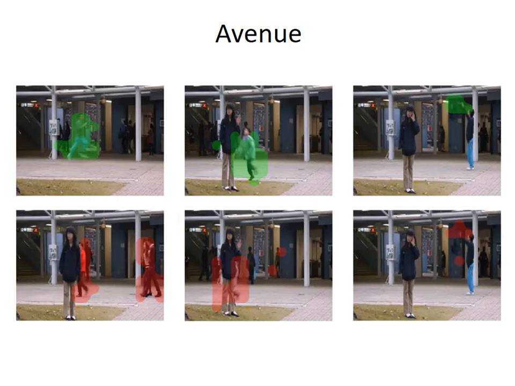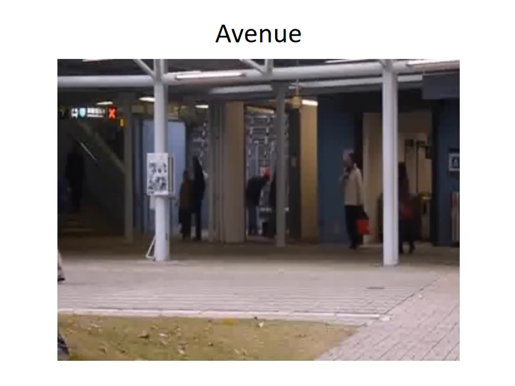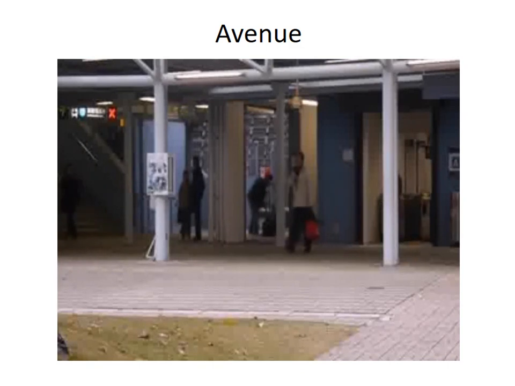In this figure, we show true positive detections on the top row and false positive detections on the bottom row. Abnormal events are people running or throwing objects. In this video, we show an example of abnormal event localization.